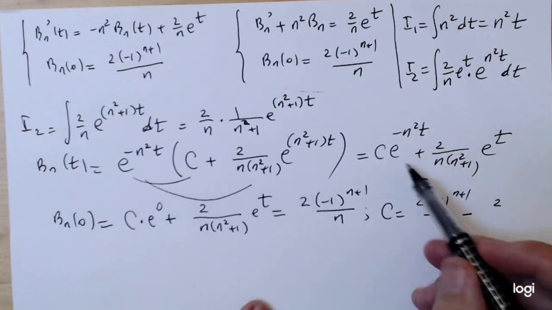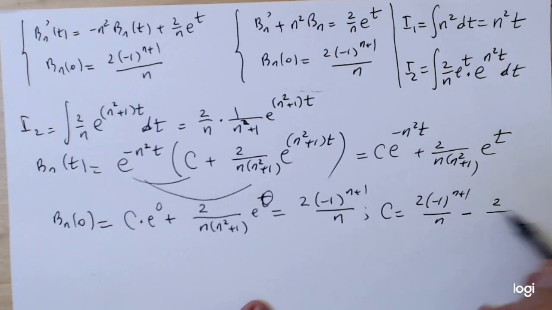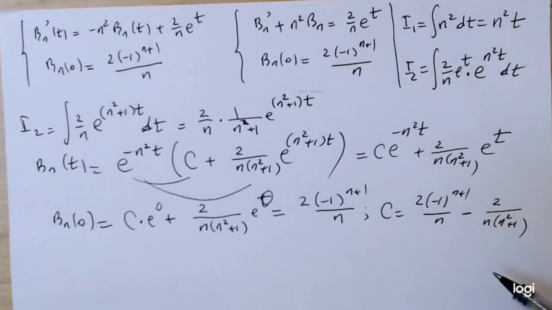So Bn of 0, that's e to the 0, which is also 1. So c is 2 times (minus 1 to the n plus 1) over n, minus 2 over n times (n squared plus 1). We're going to leave it like that. We don't have to simplify it further.